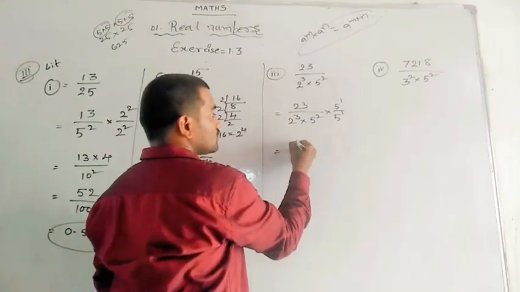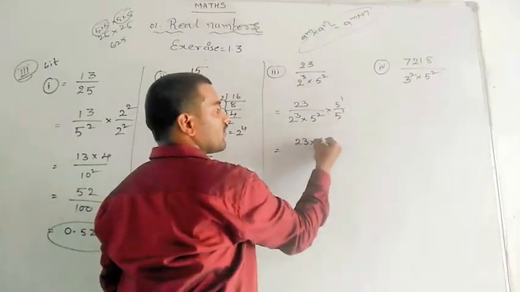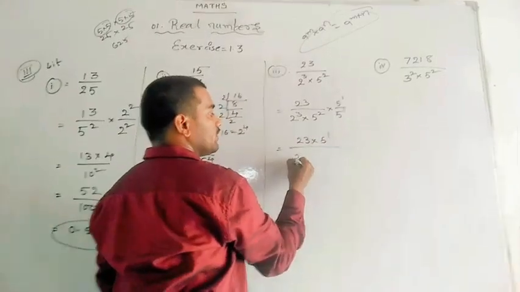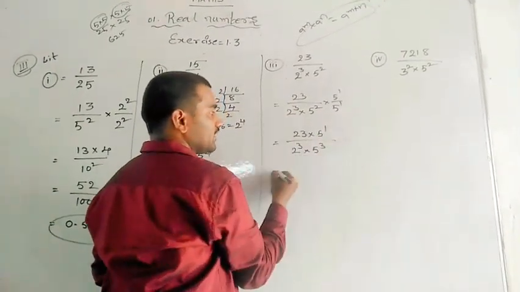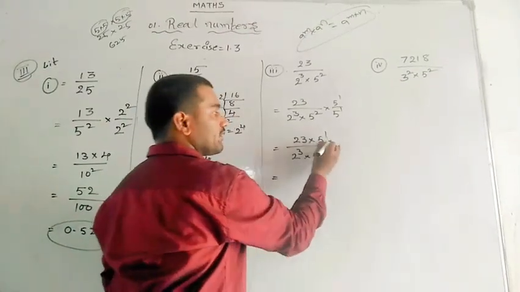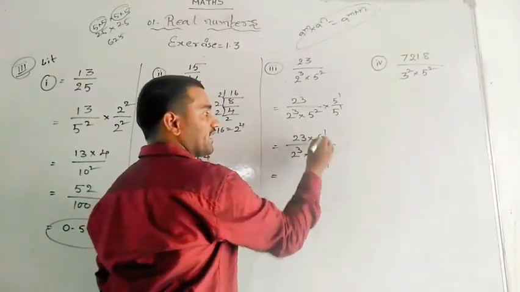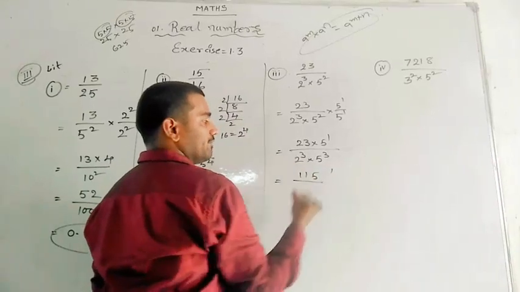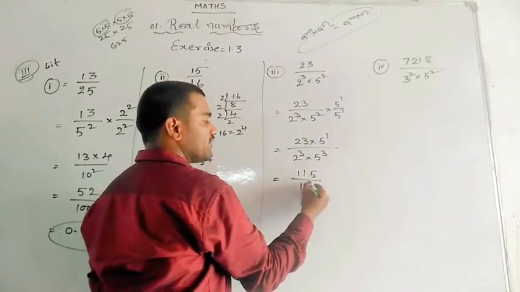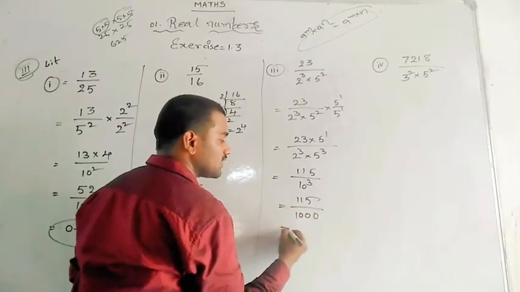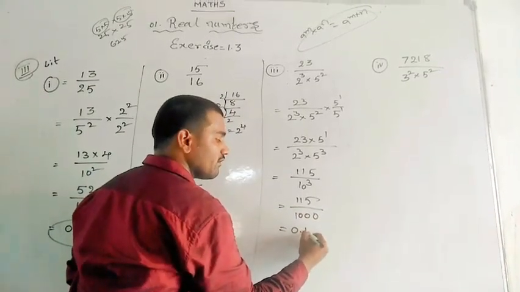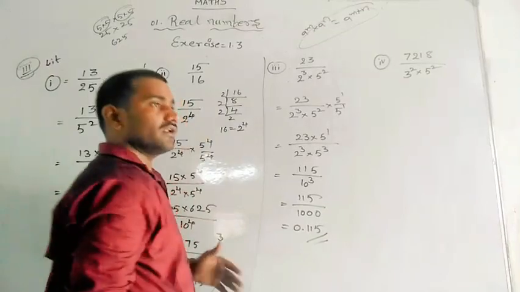Now, 23 into 5 to the power of 1 by 2 to the power of 3 into 5 square into 5 to the power of 1, that is 5 to the power of 3. Now 23 into 5: 5 threes are 15, 1 carry, 5 twos are 10 plus 1, 11 by 10 to the power of 3. Nothing but 115 by 1000, that is 0.115.